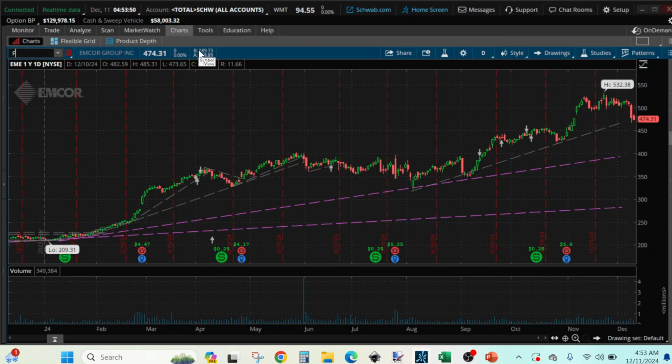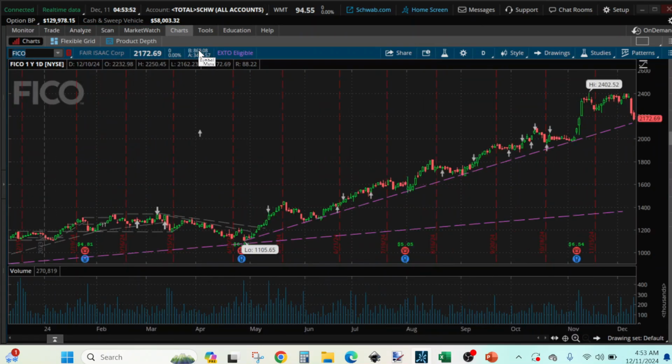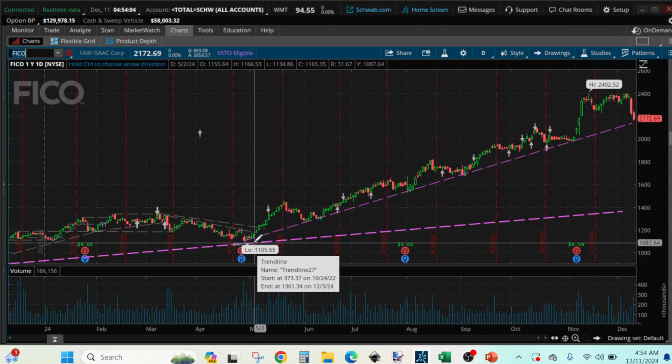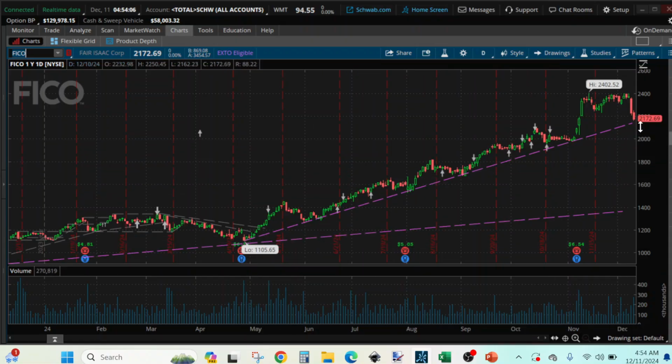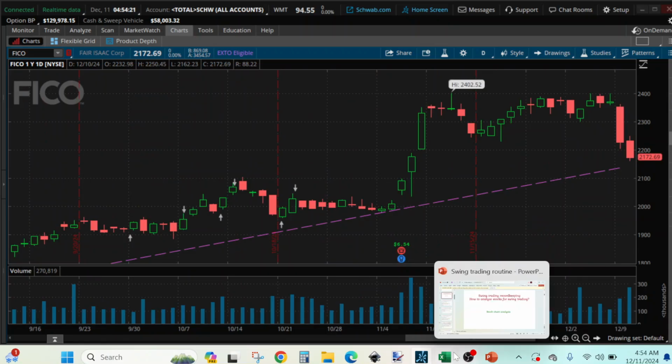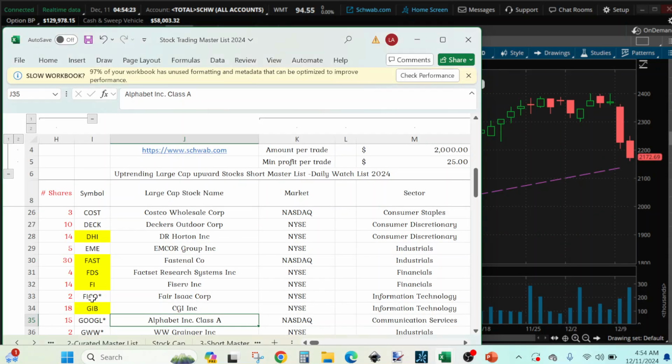FICO, FICO. Well, this is 1 year trend line. No, yeah, it is March. Wow, it has been on that line since March, and this one is a longer trend line, and it's touching it right now. So we are going to see how it's going to do today. So let's put it in red.